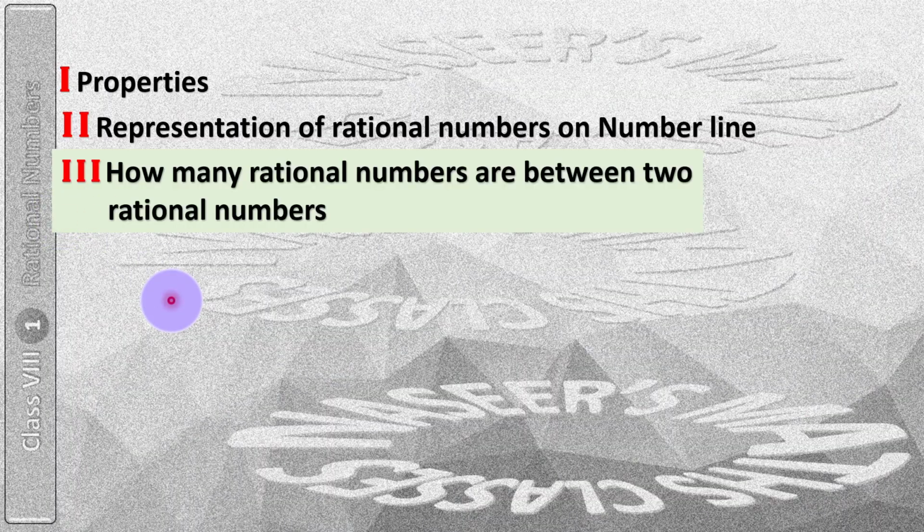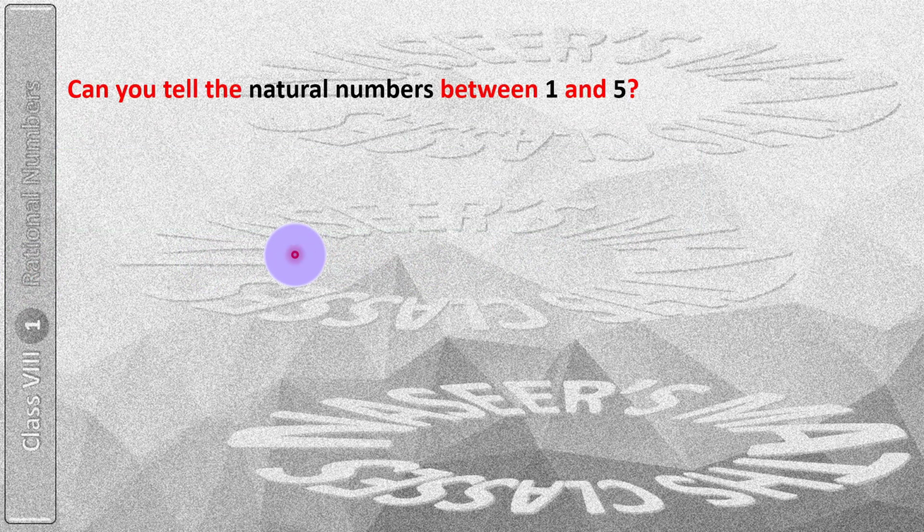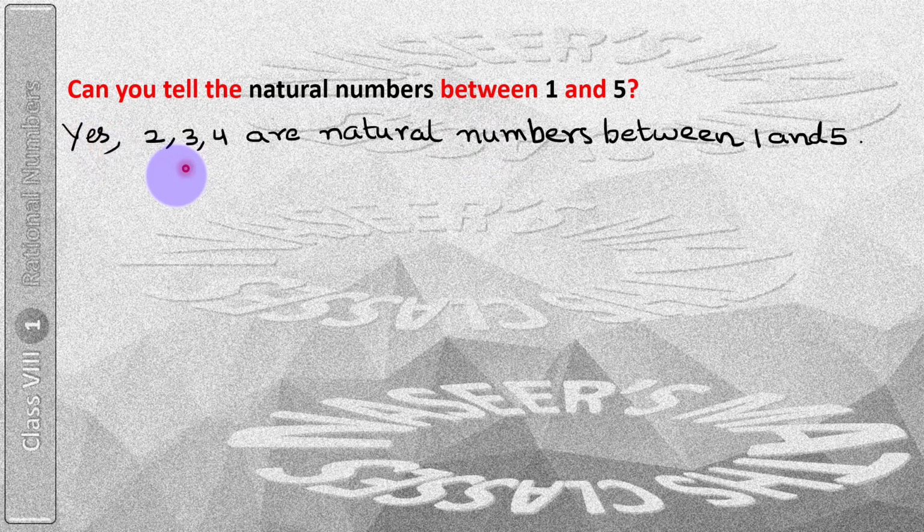Now we are going to go through the third topic: how many rational numbers are between two rational numbers? Before discussing this, we go through some examples. Can you tell the natural numbers between 1 and 5? Yes, we can tell. The numbers between 1 and 5 are 2, 3, 4, which are the natural numbers between 1 and 5. No other natural numbers are between 1 and 5 other than 2, 3, 4.